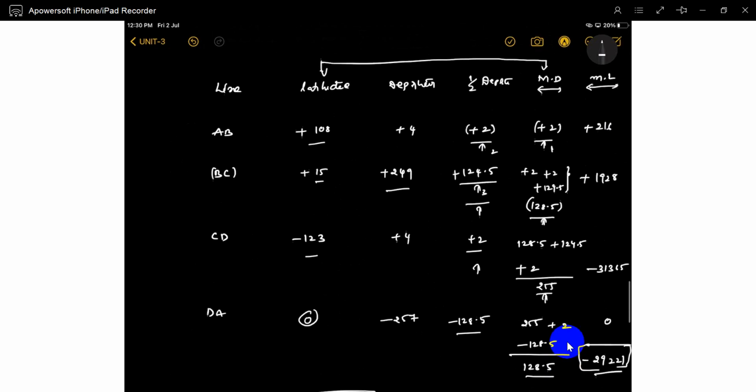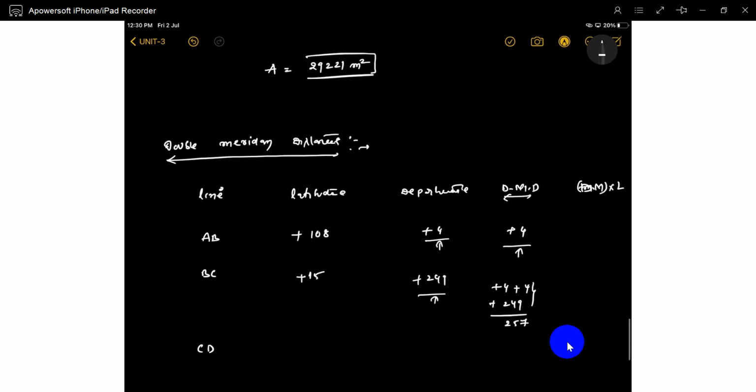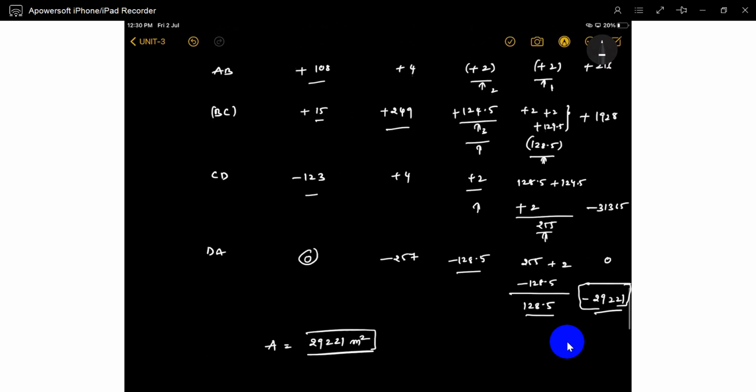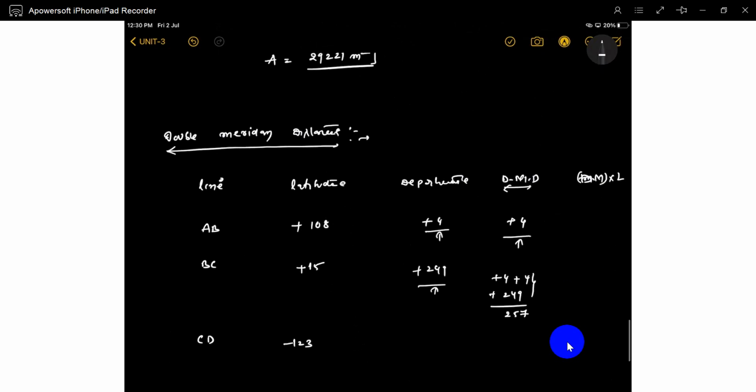Let's take CD. CD, so longitude is 123, so minus 123. Departure is plus 4. Understood? Just plus 4. So same thing. What is the DMD? The DMD of the previous line.